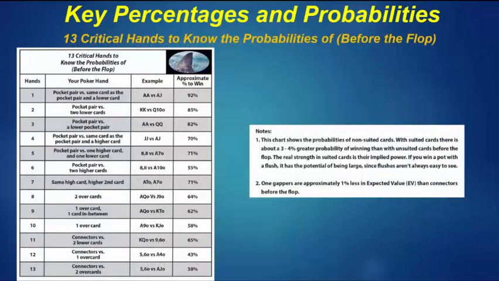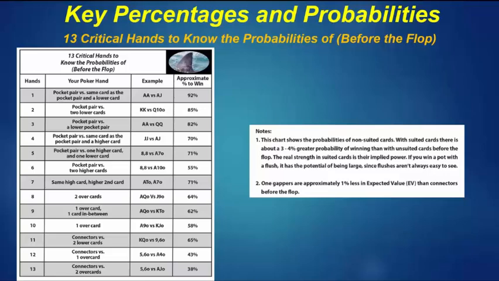13 critical hands to know the probabilities of before the flop. This is definitely one of my favorite tables in the book and the course here, and the reason for that is by memorizing most of these numbers, I've been able to use them at the tables effectively on numerous occasions. If you want to take your game to another level, understanding these probabilities and memorizing them can be very useful at the tables.